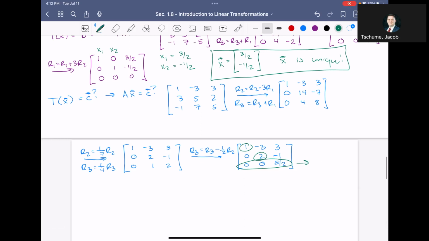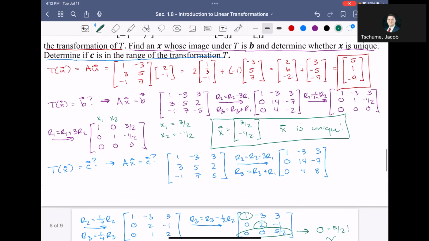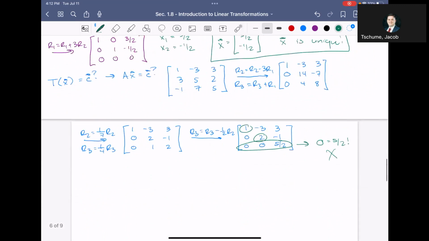So what this last row is saying is that 0 has to equal 5 halves. We know that that is a false statement. So even though you were able to get enough pivot positions for this to work, since you ended up with an inconsistent statement in your last row, going back to the original question, is C in the range of the transformation? We can now conclude that no, because in this case, Ax equals C is not consistent. And that's all the explanation you need to explain why it's not in the range.